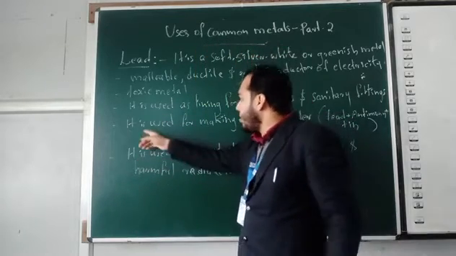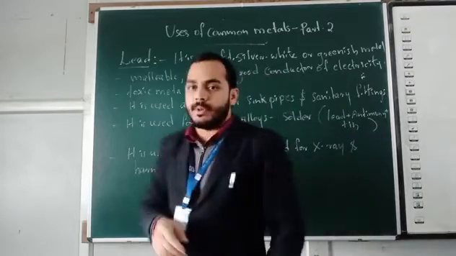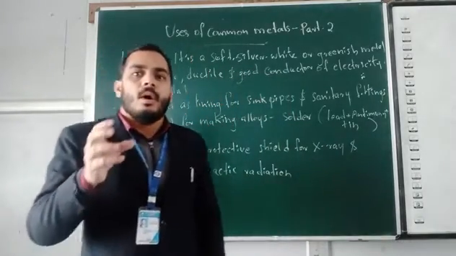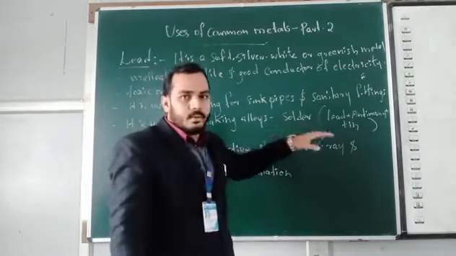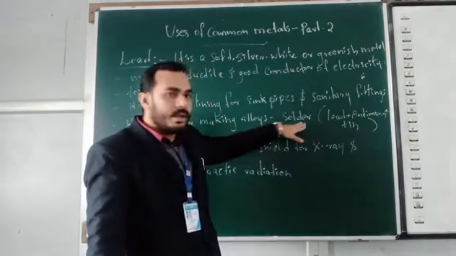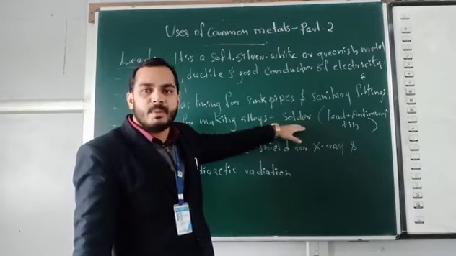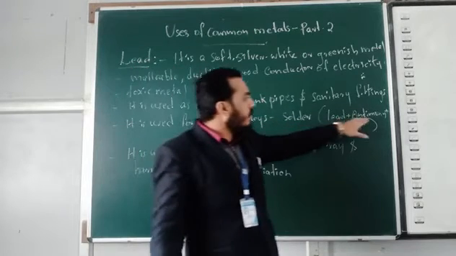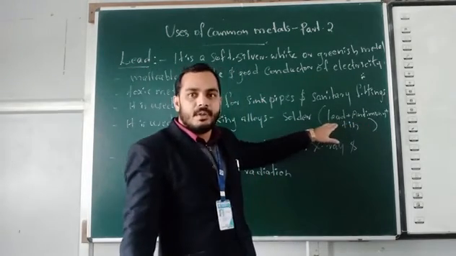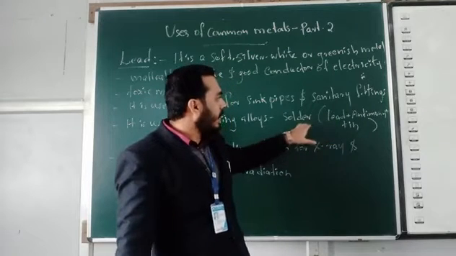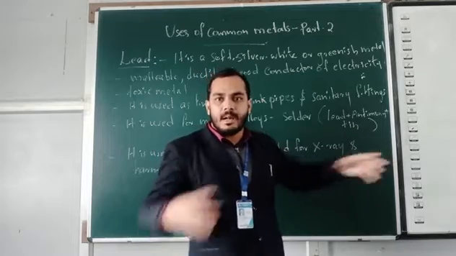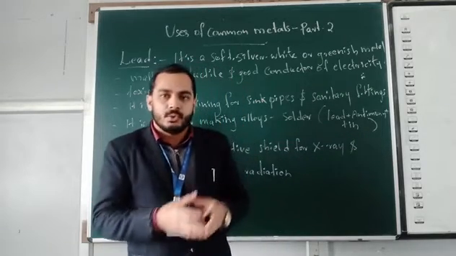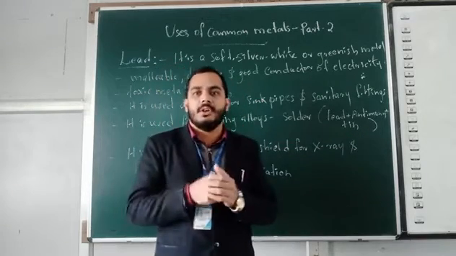Okay. Then the next one, it is also used for making alloys. Lead also helps in making different types of alloys like solder. So it's one example of an alloy, solder. So how is this solder prepared? By mixing different metals. This solder contains lead, antimony and tin. These three different metals combine together to form an alloy. So this alloy is also of good strength and durable.